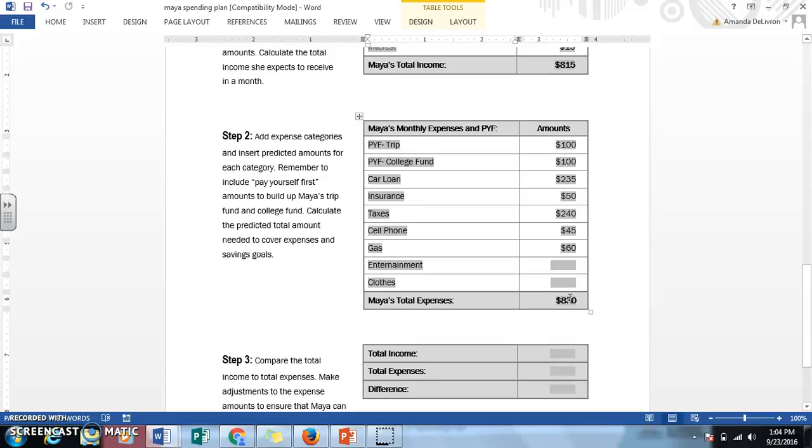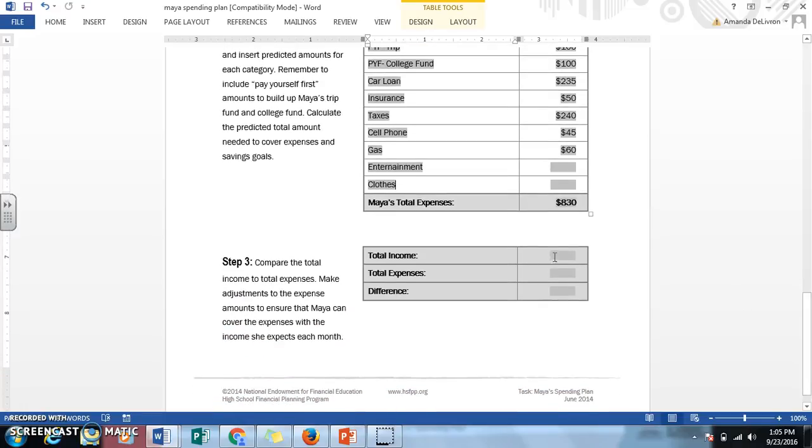We also need to reduce this by about $15 right now so that we don't go over our $815 spending limit. So the rest of this I want you to do on your own. Change these numbers around. Specifically, you're going to work on the trip and the college fund so that you have enough money for entertainment and clothes.